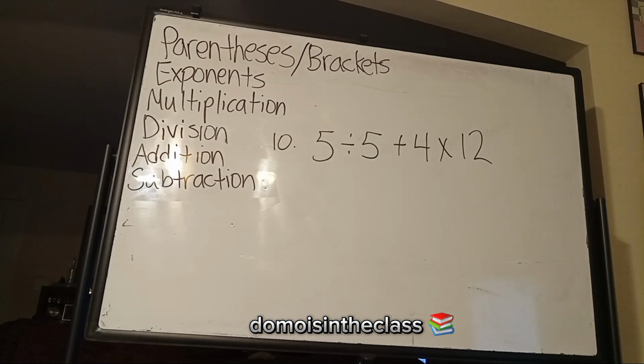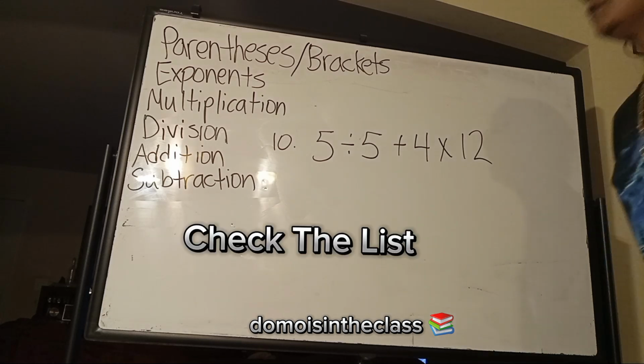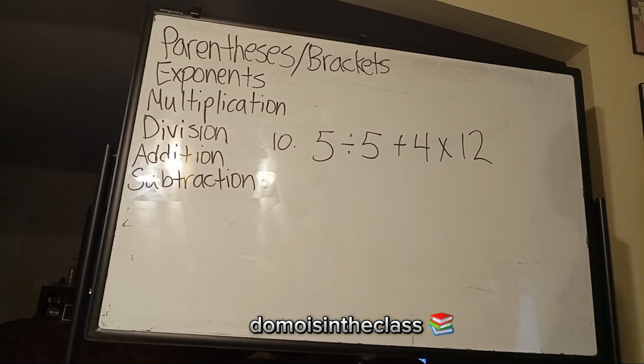All right, so moving on to number 10. We have 5 divided by 5 plus 4 times 12. So we check our list. Do we have any parentheses? No. Do we have any exponents? No. Do we have multiplication?